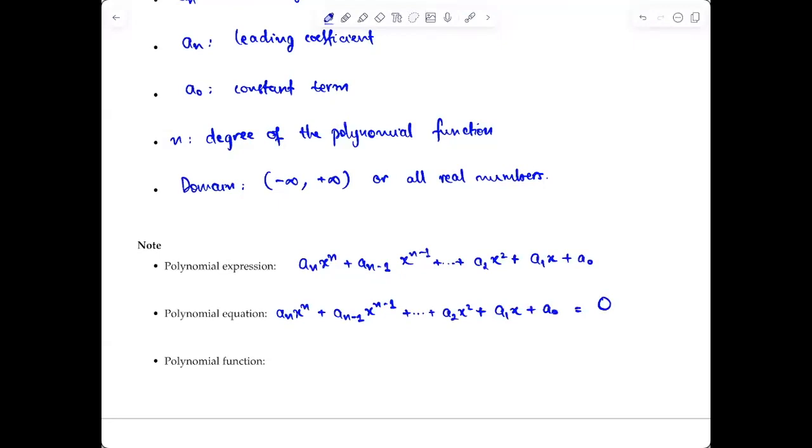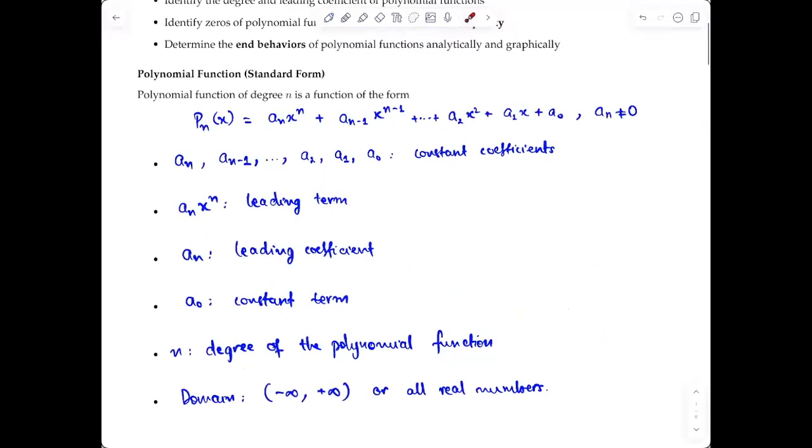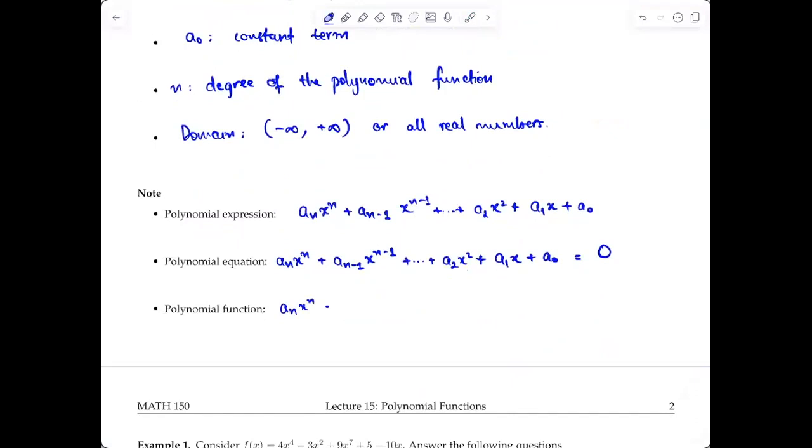Now, if you take the expression and set it equal to an output, you have a polynomial function. So we described that at the beginning of this lecture, right? So this is the polynomial equation right here. Sorry, function. So a sub n times x to the power n plus a sub n minus 1 times x to the n minus 1 plus a2x squared plus a1x plus a0, let's say equal to an output called f of x. And this is the polynomial function.